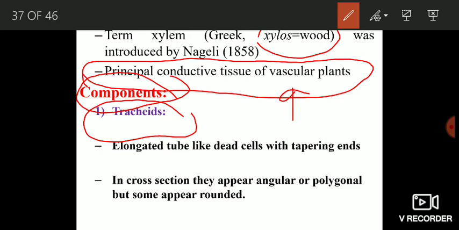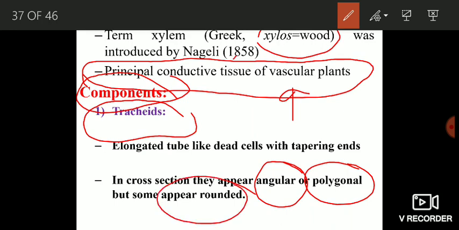Now the components of xylem, and the first important component of xylem that we are going to discuss today is tracheids. Tracheids are elongated tube-like dead cells with tapering ends, and these cells are narrow and they possess a lumen inside. But you have to remember that the lumen of tracheids is narrow as compared to the lumen of vessels, and in cross section they appear to us as angular, polygonal, or in some cases they appear rounded.